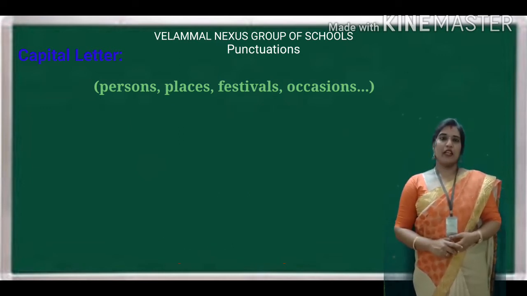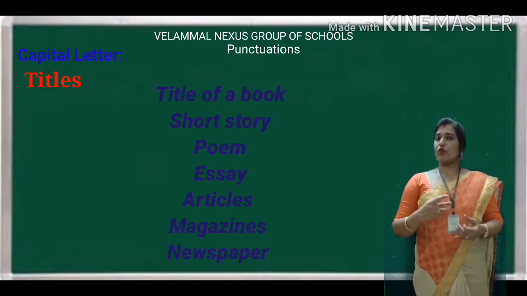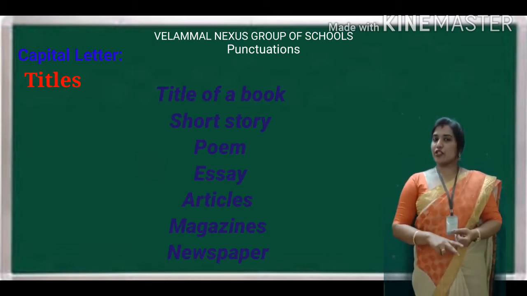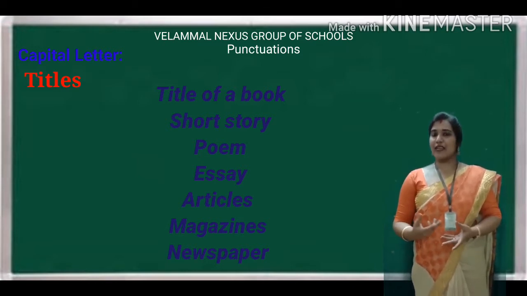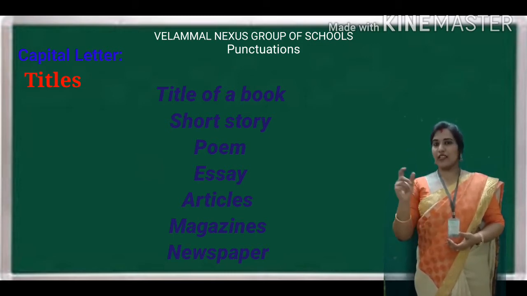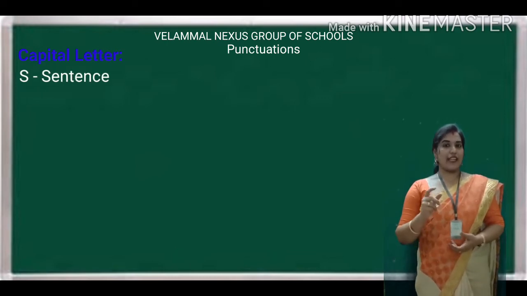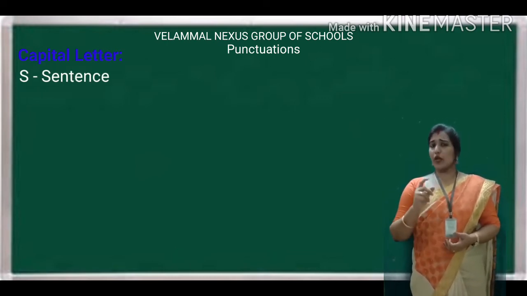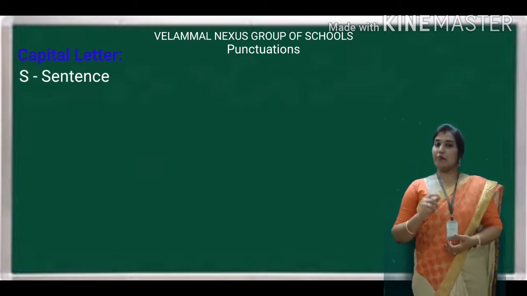Okay children, now the letter T. Titles, like titles of a book, short story, poem, essay, article, magazine, newspaper. Okay, chapter of a book, all to be written in capital. The first letter to be in caps. Then the last one, the letter S, the sentence. When we start a sentence, make sure that you use a capital letter in the beginning.